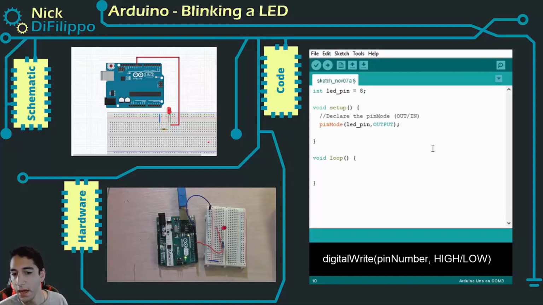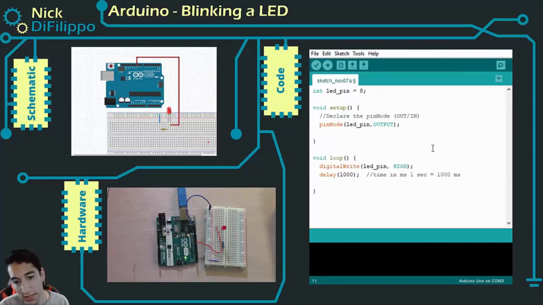To turn an LED high, I need to use digitalWrite. It needs to be the LED pin, and it needs to be HIGH. I want to wait, so I want to say delay, and I want to say 1000. This is time in milliseconds, so 1 second is equal to 1000 milliseconds. If I wanted to wait 2 seconds, this would be 2000 milliseconds. Now I want to then digitalWrite. I want to turn my pin off.